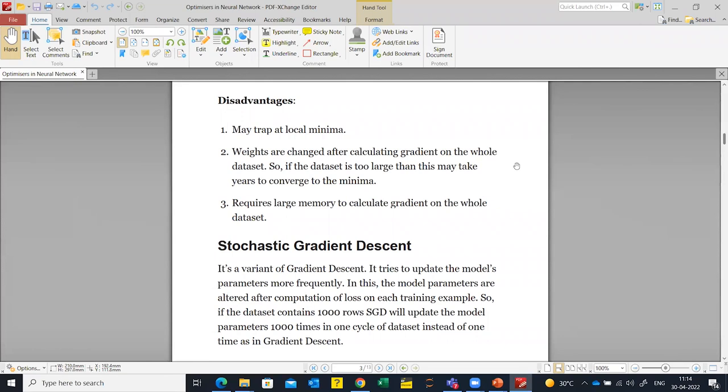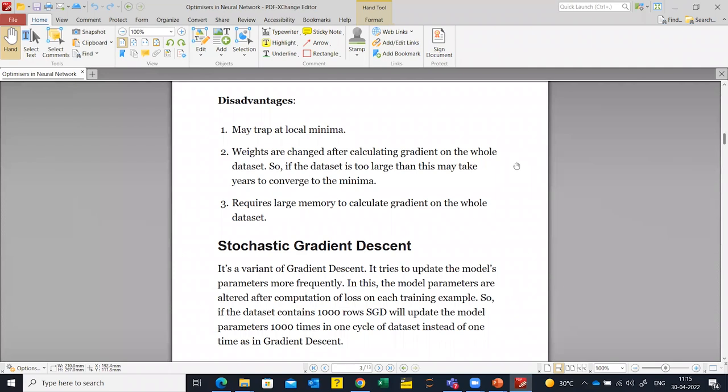And since it tries to do this with a large data set, converging to the minimum will take an eternity. Next is, it requires large memory to calculate gradient on the whole data set. Obviously, because we are using the entire data set at once, it might require a huge amount of time and computational power to perform this analysis.